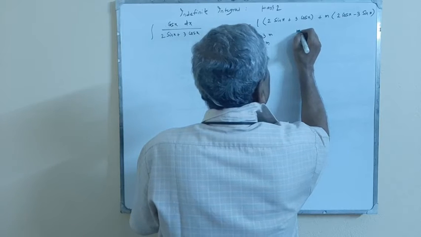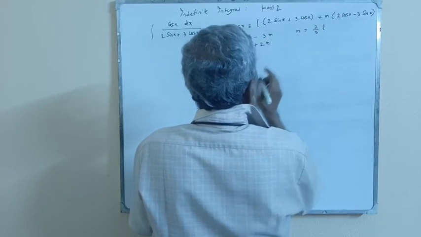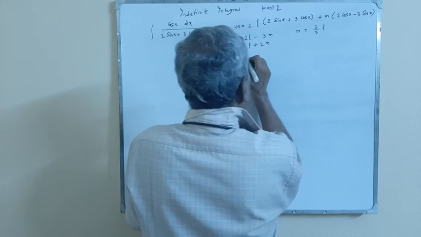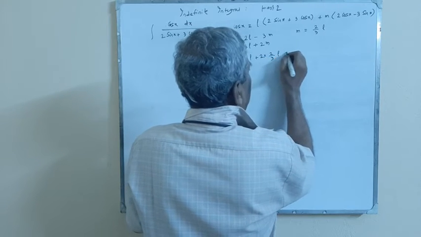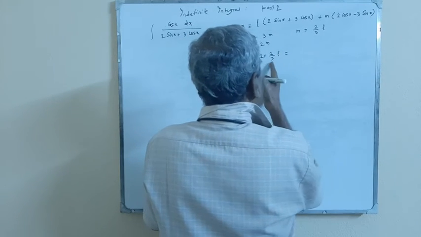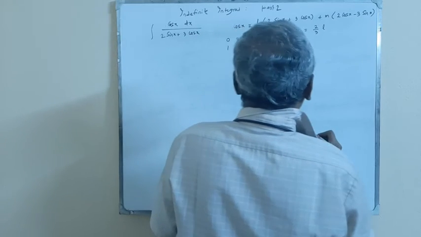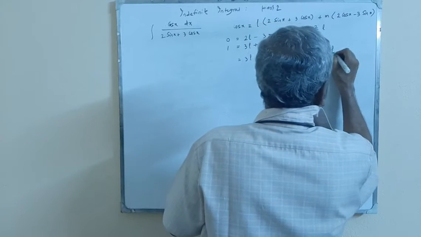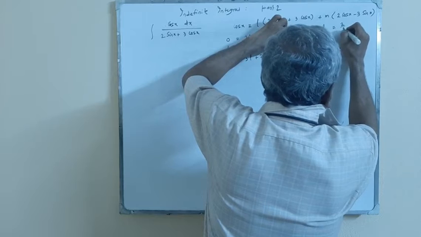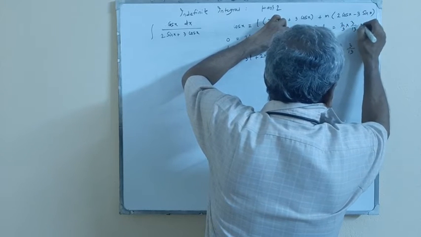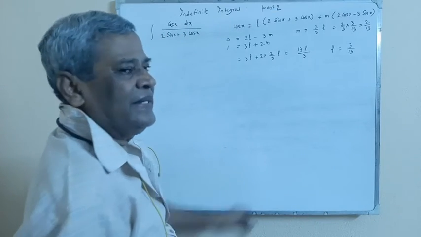From here, M is equal to 2 by 3 L. Put it there. So 1 is equal to 3L plus 2 into 2 by 3 L, so that it is equal to (9 plus 4) L by 3, 13L by 3. So we get L is equal to 3 by 13 and M is equal to 2 by 3 into 3 by 13, so that is 2 by 13. So L and M are obtained very easily.